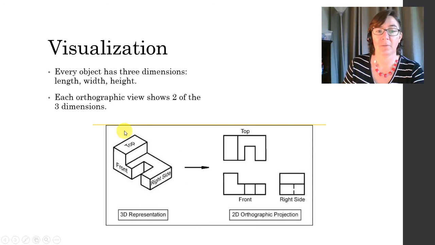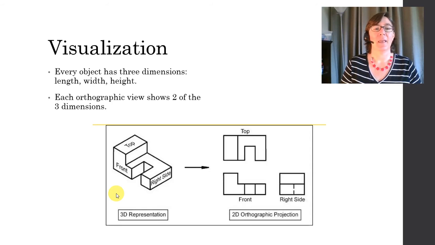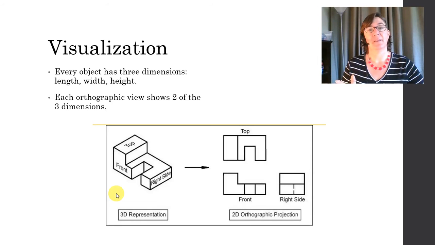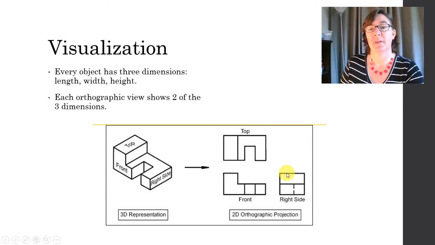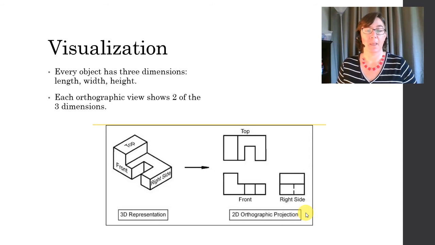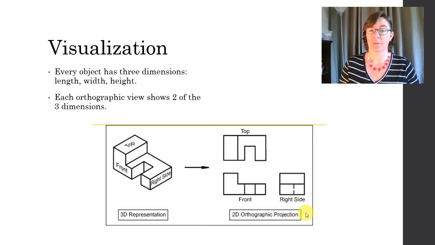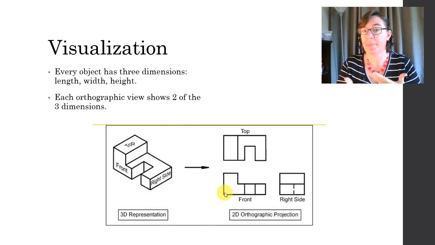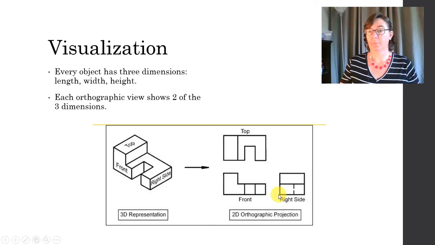Here's a 3-dimensional representation of this complex object, and it's got a front, a top, and a side. Every one of these orthographic projections in multi-view format over here is only showing 2 dimensions. So this front view is showing width and height, but not length, or we might call it depth in this case. This right side view is showing height and depth, and the top is showing width and depth.